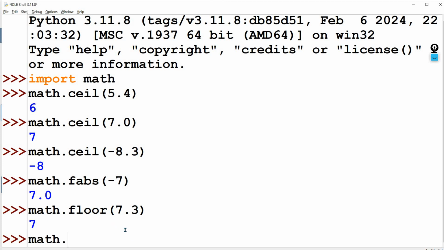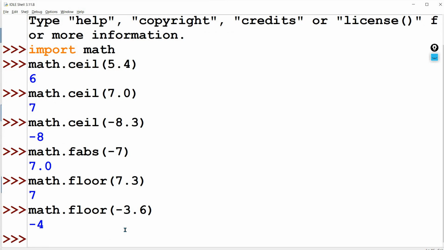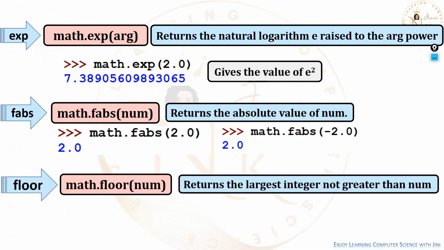So if I am giving math dot floor of minus 3.6, what will it give? It returns the lowest number, right? So what is the lesser number which is lesser than minus 3? It is minus 4. So math.floor, you just keep that in mind. Ceiling means we have the ceiling at the top, right? So up, floor down. So floor will give you lesser than a given number. Ceil will give greater than the given number.